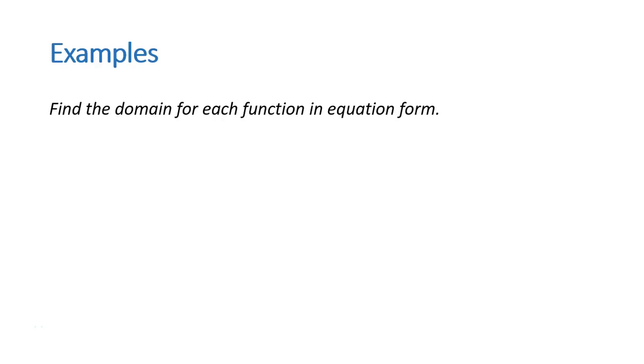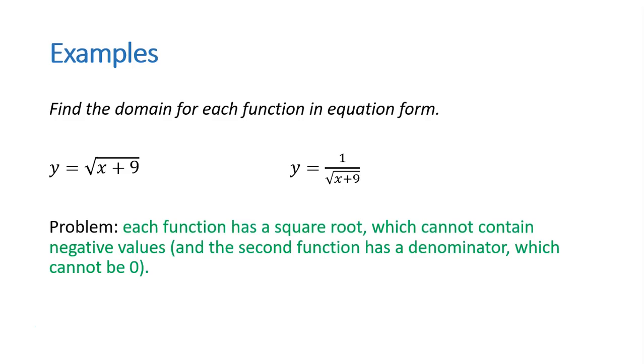Let's look at a couple more equations. So again, we want to find the domain, and we're just assuming what we're given is a function. So here we have square roots. One is just a square root by itself, and one is a square root in a denominator. So let's see what happens with these. So the problem is each function, again, has a square root, and a square root cannot contain negative values. The second function is actually a special case because there's a square root and it's also in the denominator. So we can't have a negative in the square root, and the denominator can't be 0.